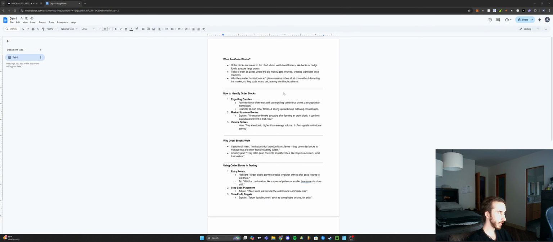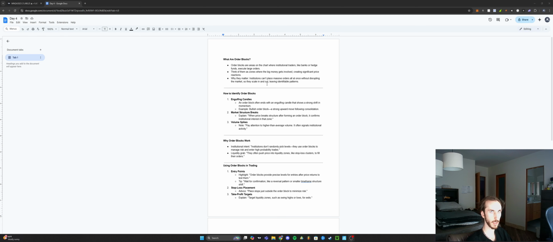So again, here we have our notes that we're going to go off of, just to kind of give me a base, just so I'm not just going off my head. But what are order blocks? Order blocks are areas on the chart where institutional traders like banks or hedge funds execute large orders. So think of them as zones where the big money or the smart money gets involved, creating significant price reactions.